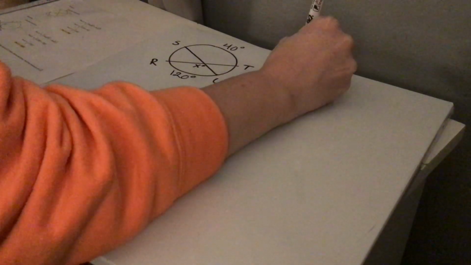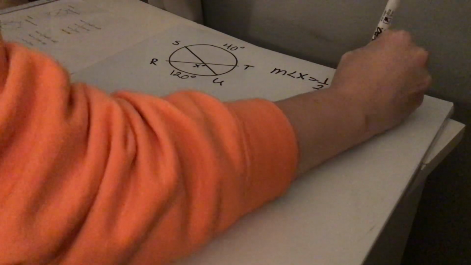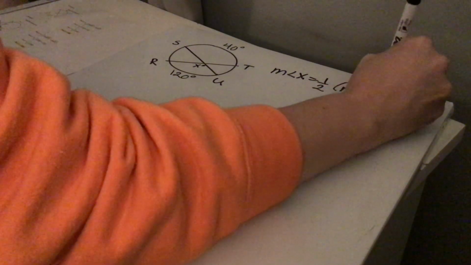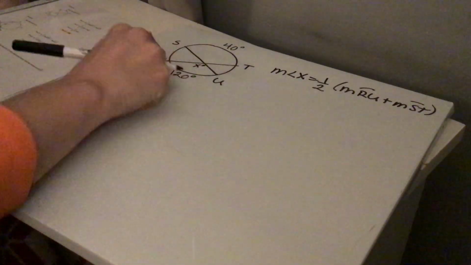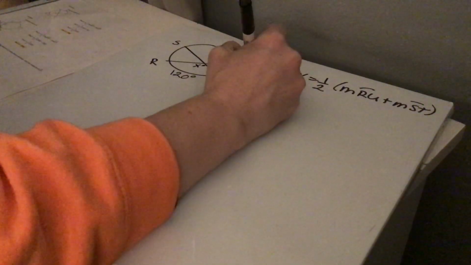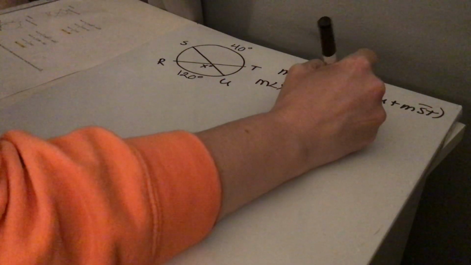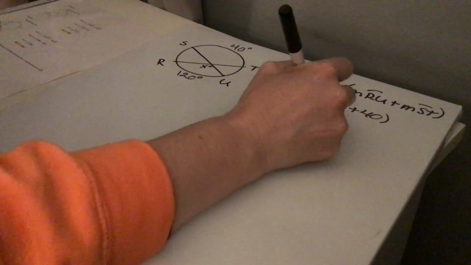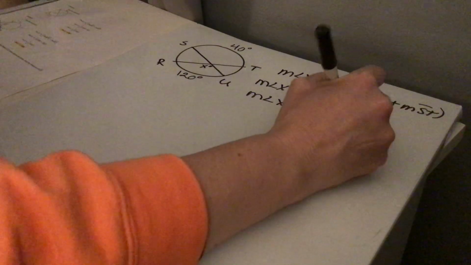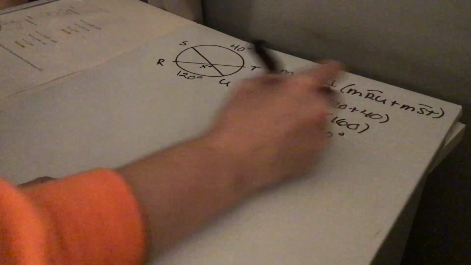Okay, so if it's inside the circle, the measure of the angle is half the sum of the measure of the arcs. So arc RU plus arc ST, because RU is this intercepted arc and its vertical is ST. So X is 1/2 of 120 plus 40. Order of operations, that would be half of 160. So the measure of angle X is 80 degrees.